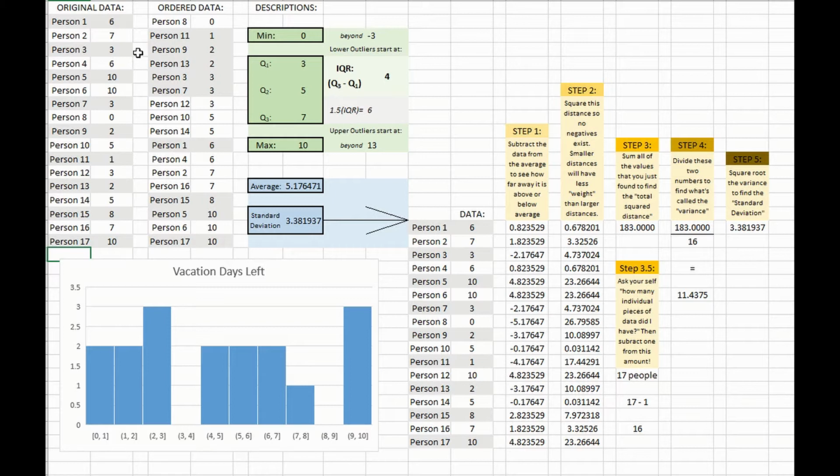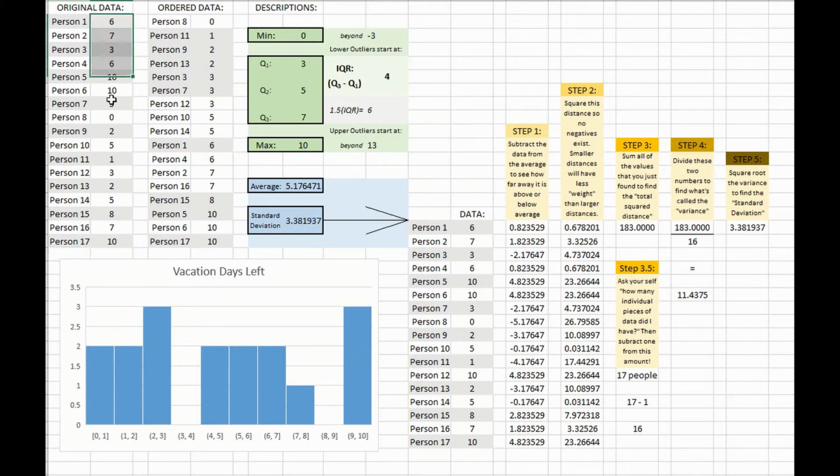So I've created this situation where we have 17 people, and I just put a bunch of random numbers in here, and maybe it's the number of vacation days left. Down below you can see that there's this distribution. This is a histogram since my data is quantitative and it can be averaged.